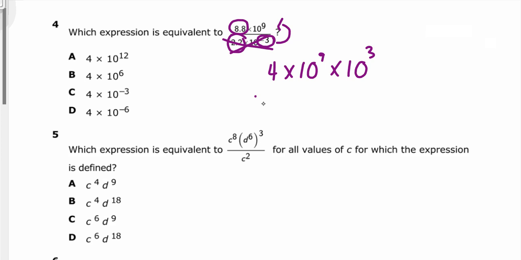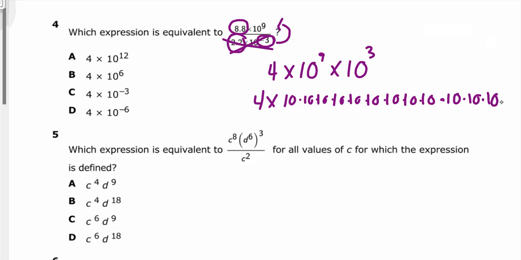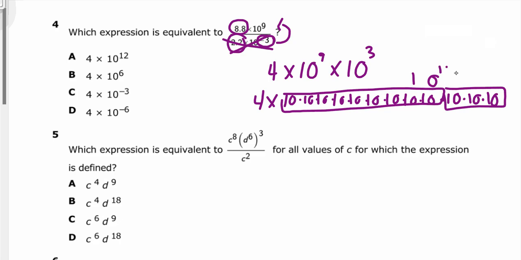So if I have 4 times 10 to the 9th, that's like 10 times itself 9 times. And then I have 10 to the 3rd, so that's 10 times itself 3 more times. So 10 to the 3rd, 10 to the 9th. All together, I have 10 to the 12th. So A would be my answer.